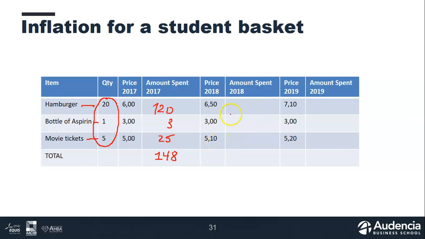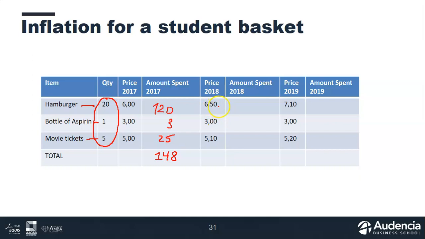Let's go on to 2018. In 2018, we can see that the price of hamburgers has gone up. The price of aspirin has gone up. Or no, it stayed the same. And the price of movie tickets has gone up just a little bit. But what about our basket of goods and services?